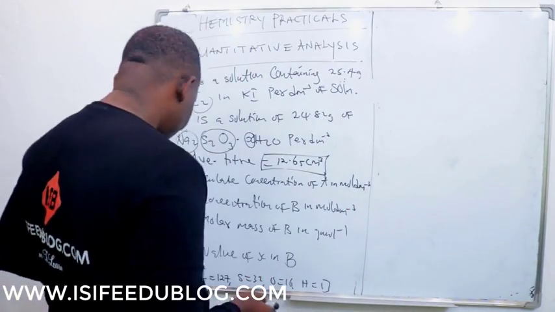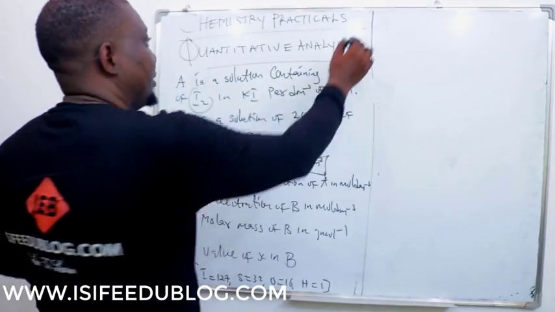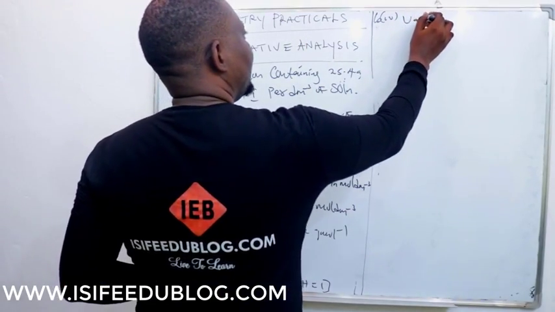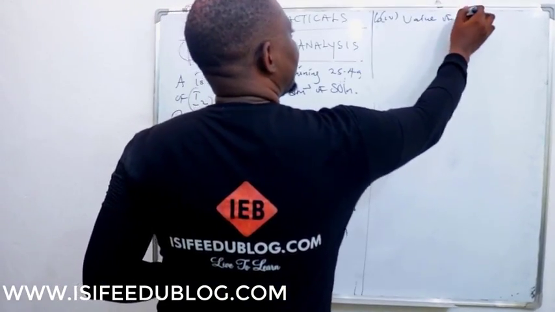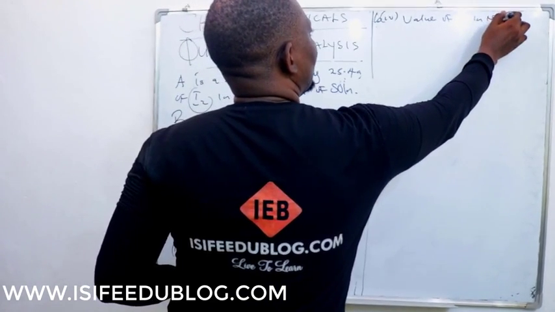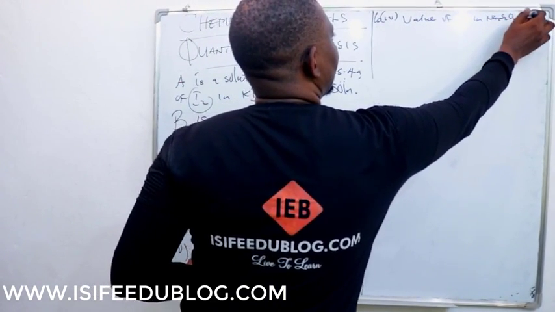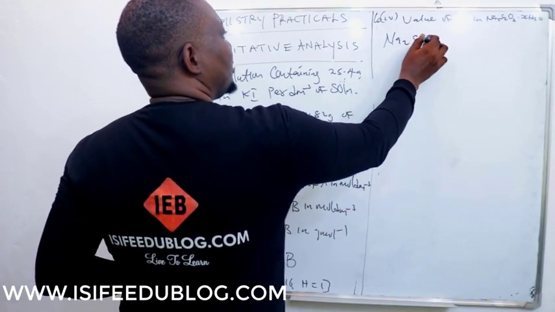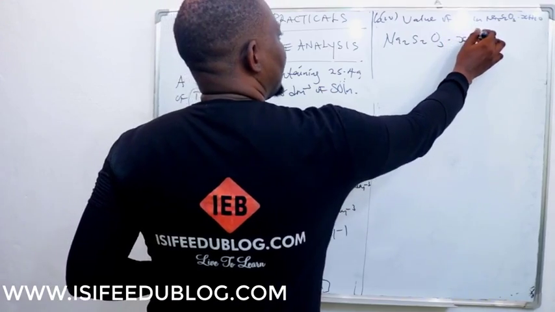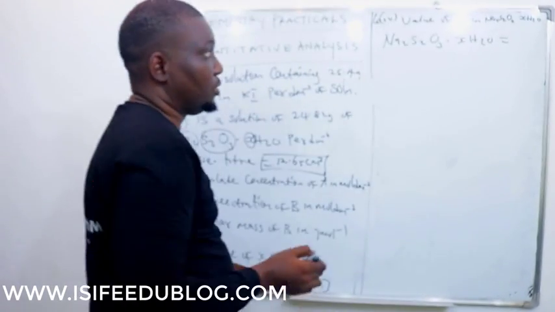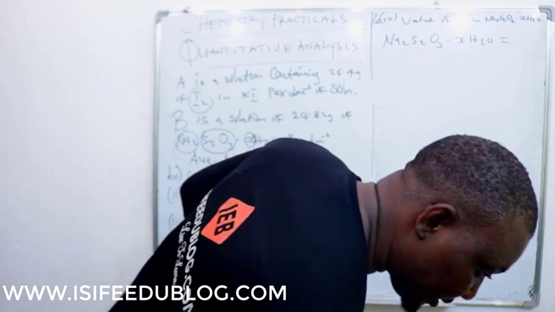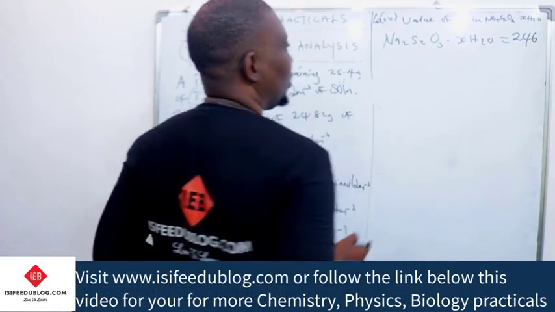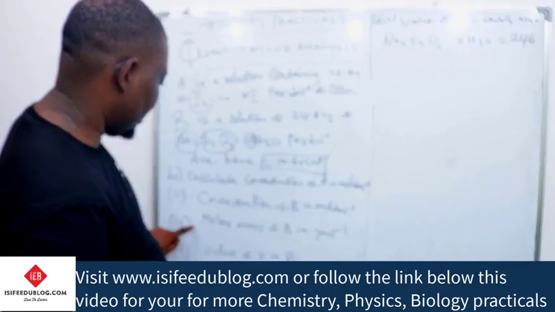Okay, so now the value of x, that is part (iv). The value of x in Na2S2O3.xH2O. Let everything be equal to the relative molecular mass, which we just found to be 246. That's the molar mass from the former question, part (iii).